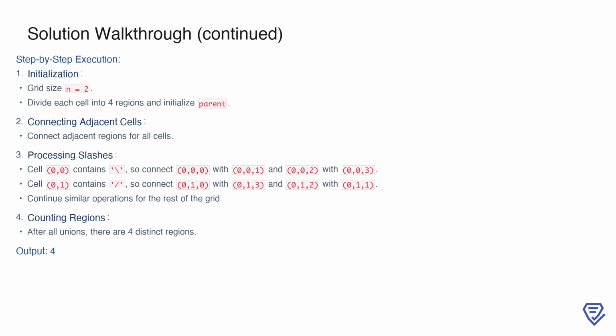For cell 00, which contains a backslash, we connect its top region with its right and its bottom with its left. Cell 01 contains a forward slash, so we connect its top region with its left and its bottom with its right. We repeat this process for the remaining cells, ensuring that each slash is properly represented in the union find structure. After processing all connections and slashes, we count the distinct root representatives in the parent dictionary. In this example, there are 4 unique regions, so the output is 4.